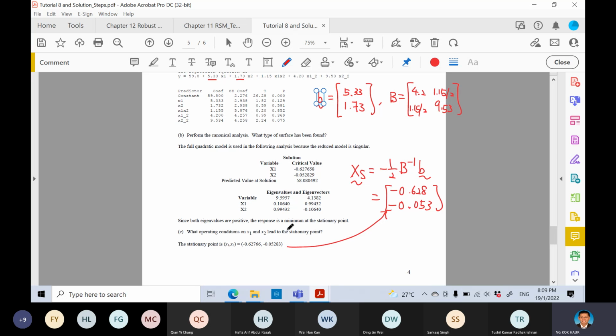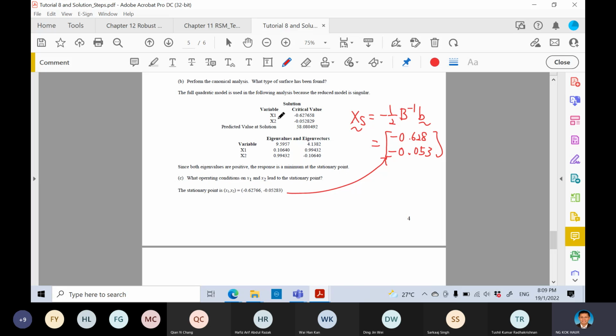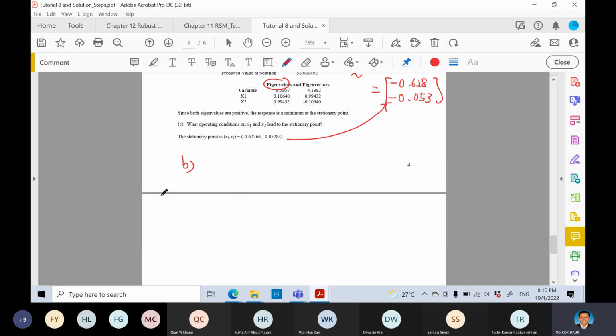And then you can further know that at this stationary point, for this equation, it will lead you to a maximum or a minimum, or you have another one called the saddle point, which cannot be identified as a maximum or minimum. So for that one, you need to know the eigenvalues of here. So for the nature of the point, for part B, I will put here.